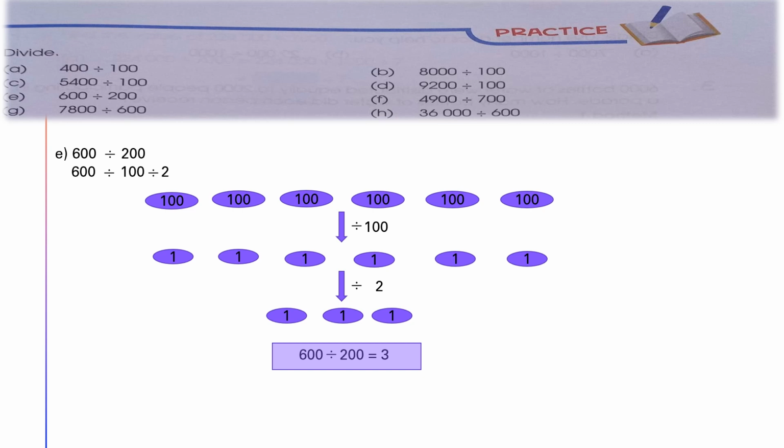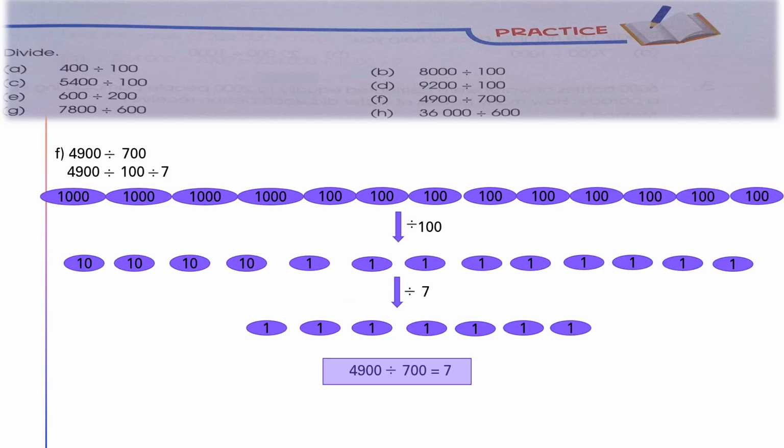For part E, we have to divide 600 by 200. Here we are going to use the breakup method, and we are going to break 200 into 100 and 2. So first we are going to divide 600 by 100 and then the result by 2. For 600 we have 0 ones, 0 tens and 6 discs of 100. After division we have 6 discs of 1, and after division by 2 we have 3 discs of 1. So 600 divided by 200 is equal to 3.